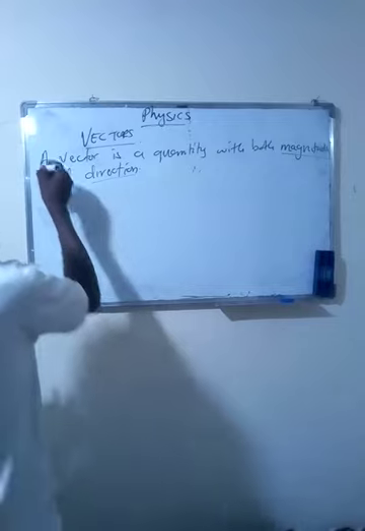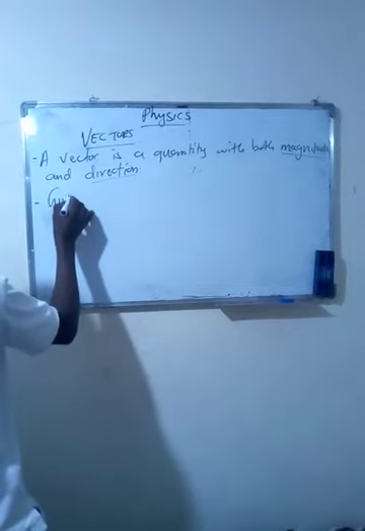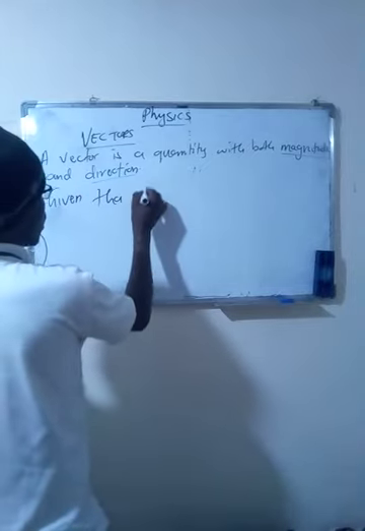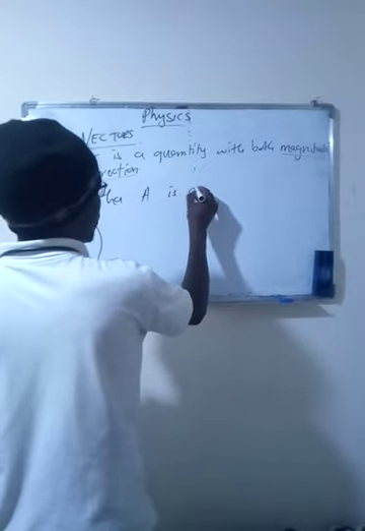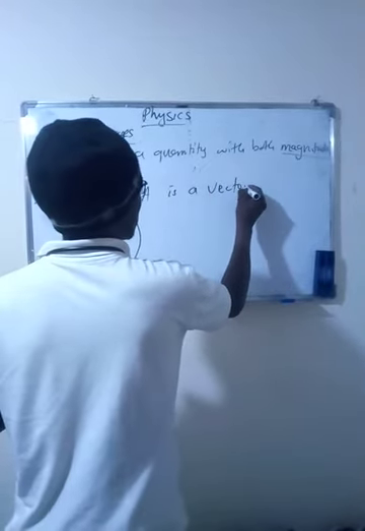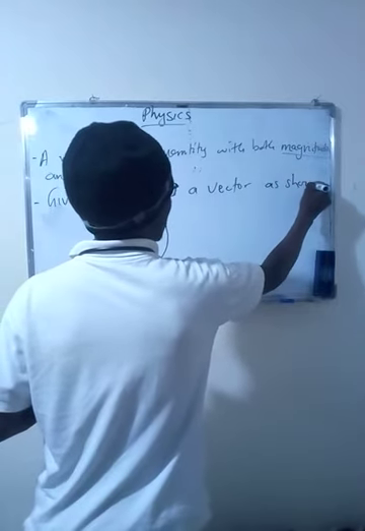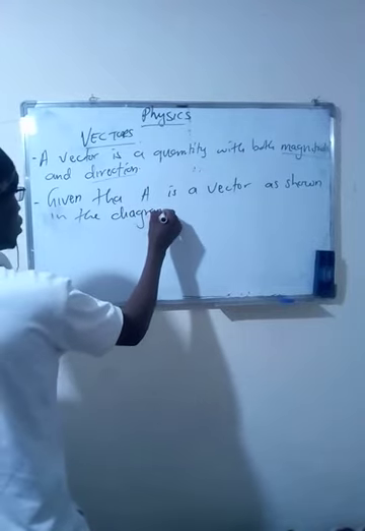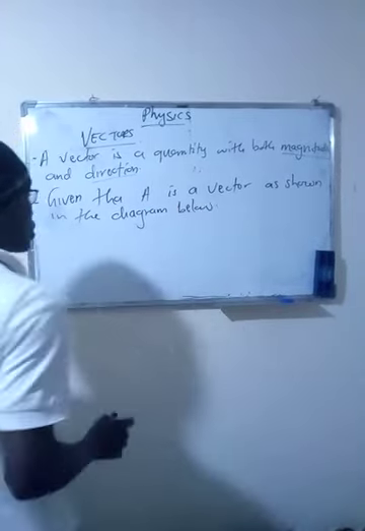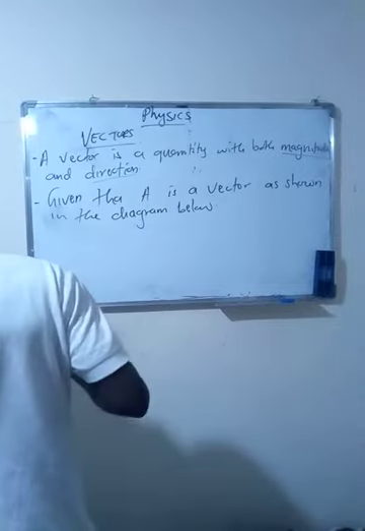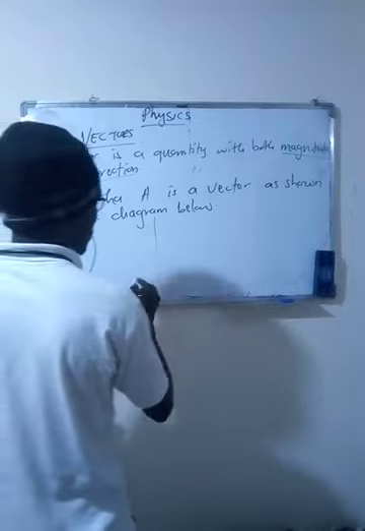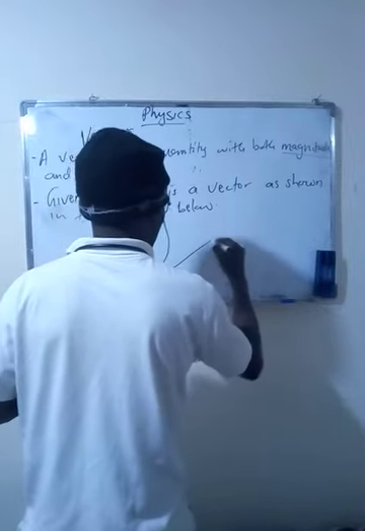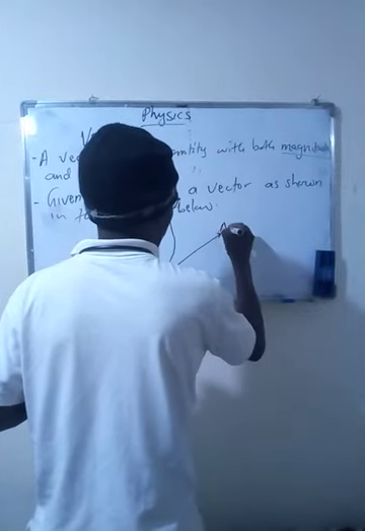Given that A is a vector, as shown in the diagram below, let's say we have something like this. We have the xy plane, and then we have a vector A starting from the origin. So this is vector A.